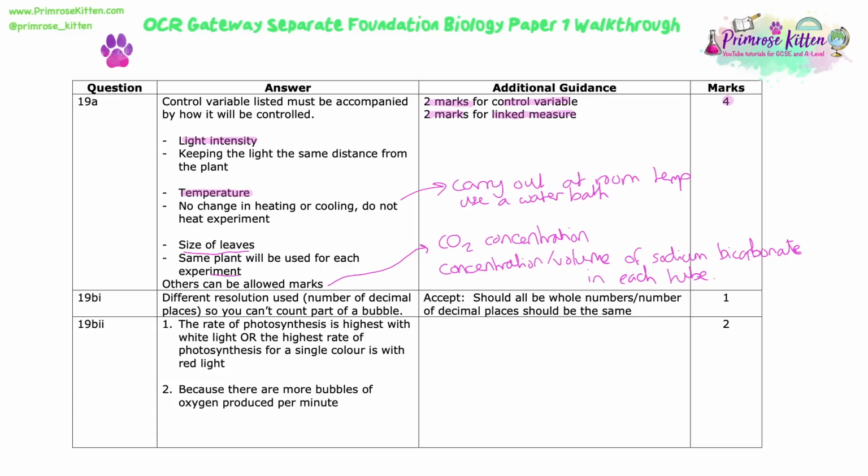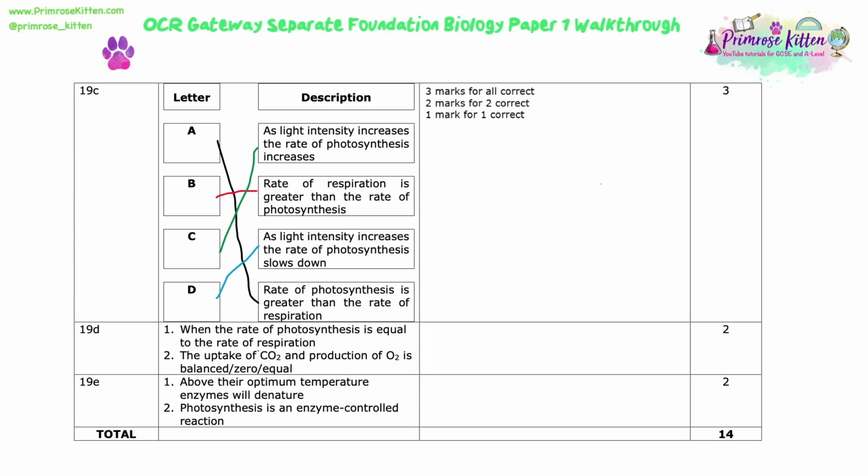For B2, you've got the rate of photosynthesis is highest with white light, or, as we said, you could talk about red being the highest for just using a single colour. You can say red produced the highest one out of the 3 colours. And then we need our reasoning, so our reason why that has affected the rate, and you need to link the idea of how we would calculate rate. So more bubbles of oxygen per minute. Or if you didn't say per minute, you need to say in the same amount of time, or 3 minutes, because 3 minutes was the time that was measured in. Okay, so this is where you get our second mark for giving the explanation for linking it to rate.